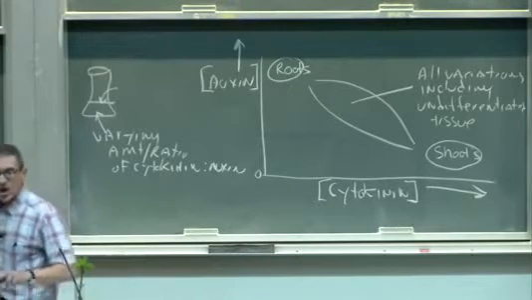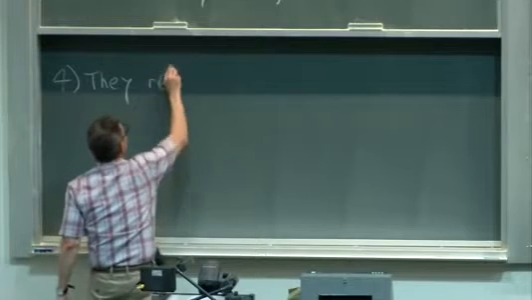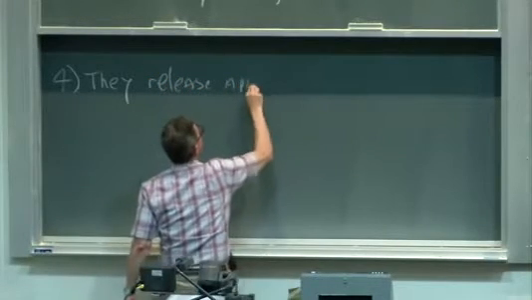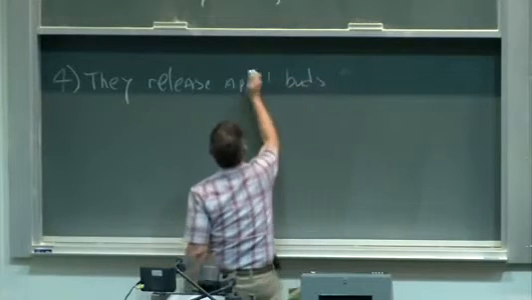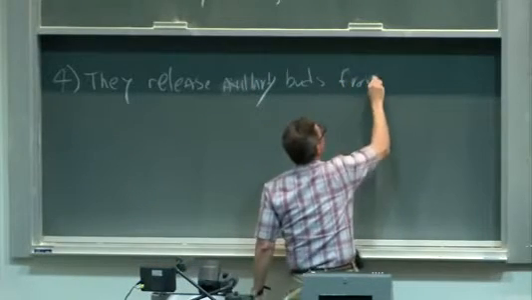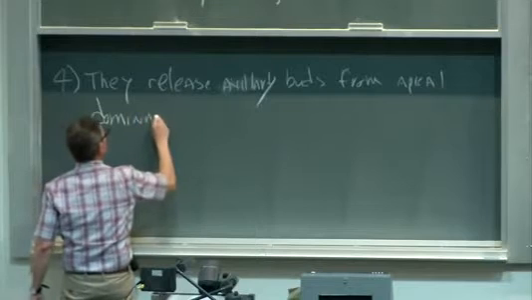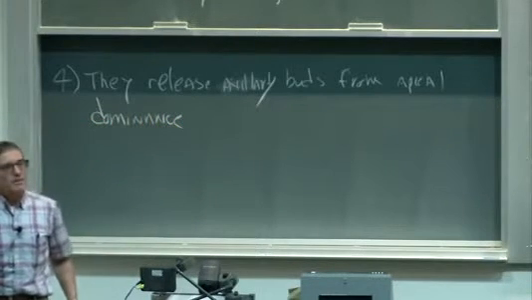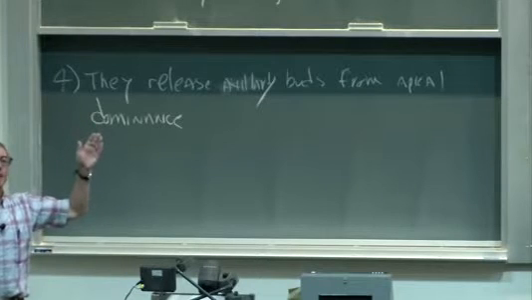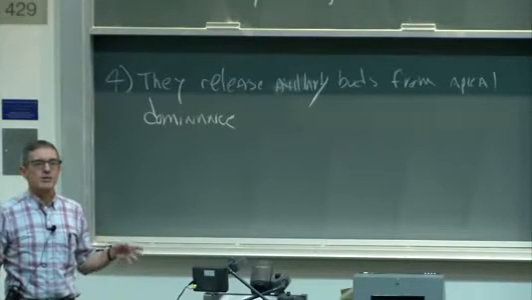Now, what I want to do is to talk about the fourth of the general effects of cytokinins, and then we'll look at some pictures of these. The fourth effect of cytokinins is that they release axillary buds from apical dominance. You'll recall that apical dominance is the effect where the main shoot apex produces auxin, which then inhibits the outgrowth of the axillary buds on that same stem or that same branch.